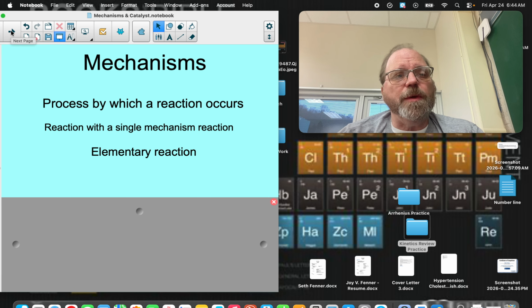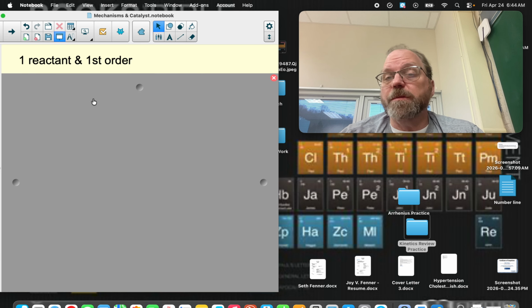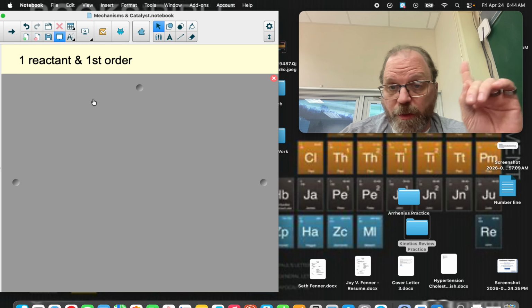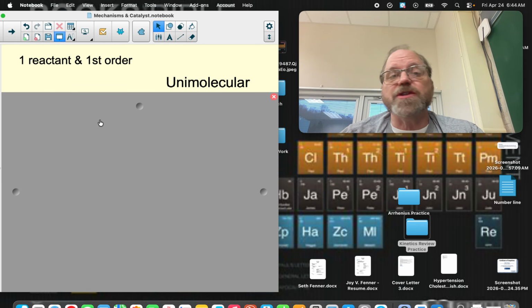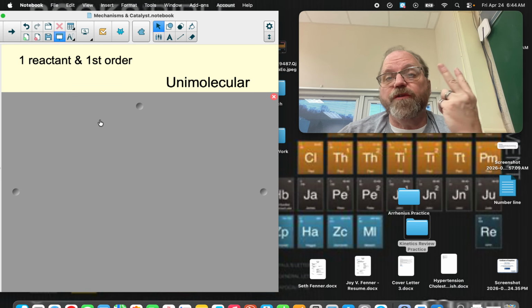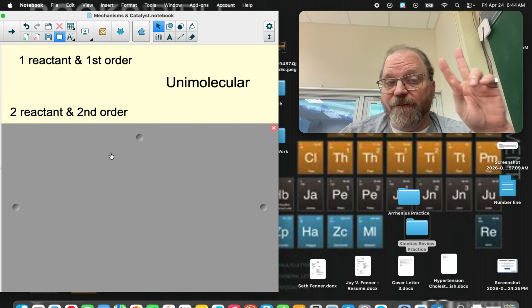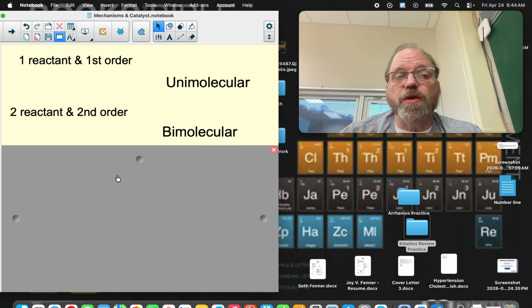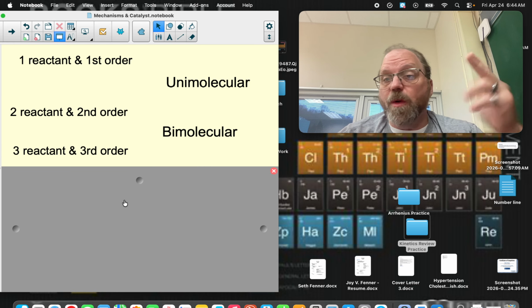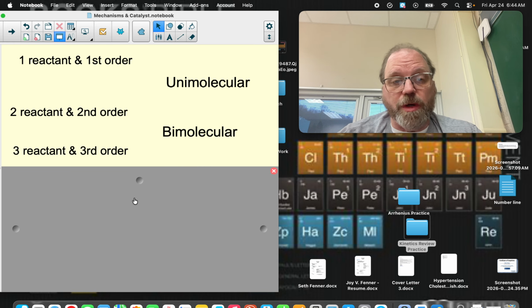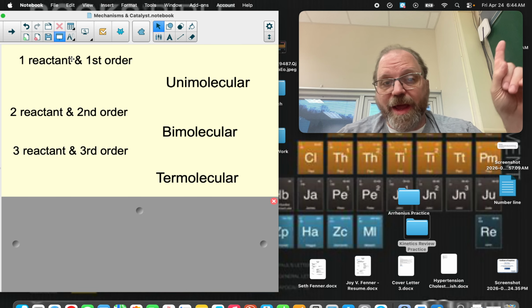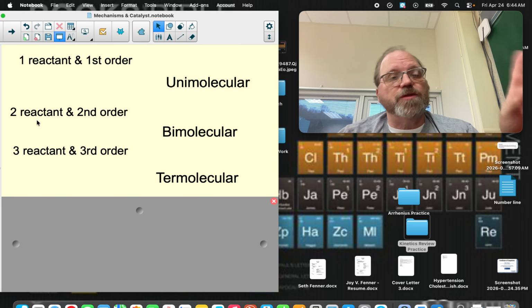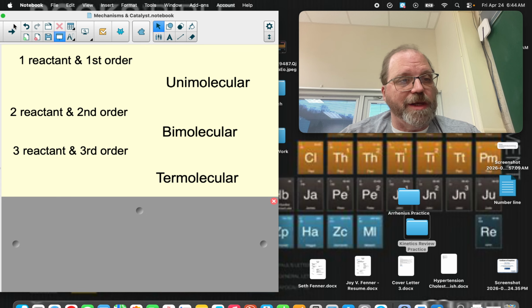So, an example would be a first order reaction with one reactant. When we have these, we refer to these as unimolecular reactions. If we have two reactants and it's a second order reaction, we refer to it as a bimolecular reaction. And if it has three or more reactants, a third order, we call it a termolecular. So one reactant is unimolecular, two is bimolecular, three is termolecular.